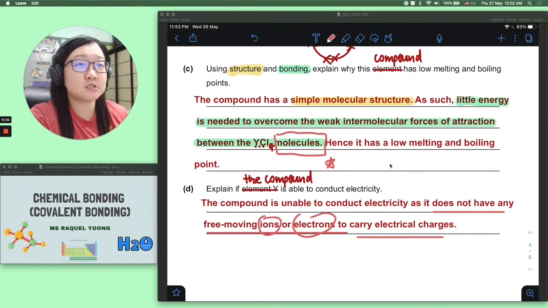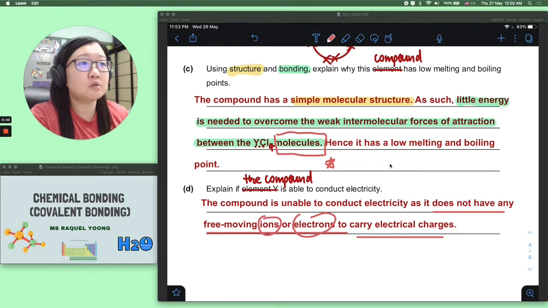Let's continue with part C. Using structure and bonding, explain why this compound has low melting and boiling points. If you look at parts C and D, similar to our worksheet 1 for ionic bonding, the format is pretty similar, right? In these two parts of the question, you are trying to use structure and bonding to explain why covalent molecules have their specific physical properties: low melting and boiling points, as well as the inability to conduct electricity in any state.